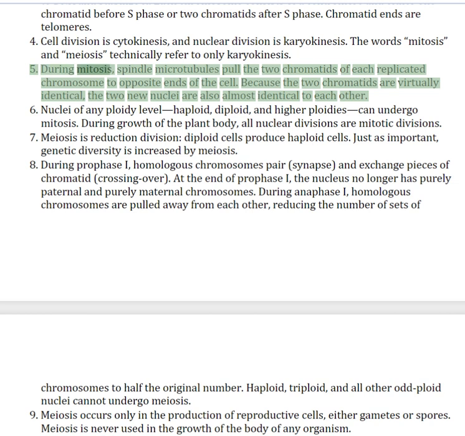5. During mitosis, spindle microtubules pull the two chromatids of each replicated chromosome to opposite ends of the cell. Because the two chromatids are virtually identical, the two new nuclei are also almost identical to each other.